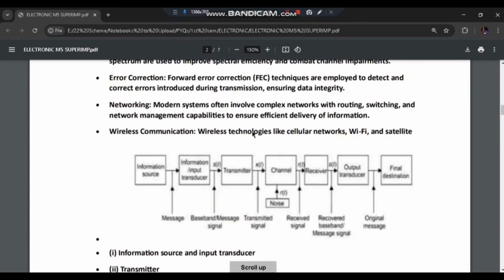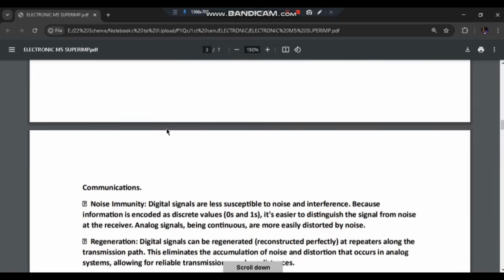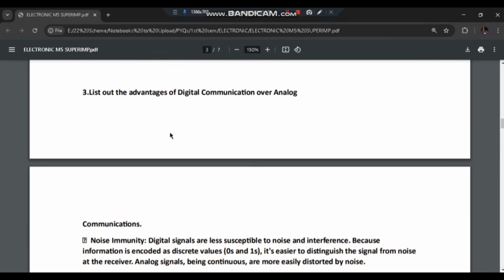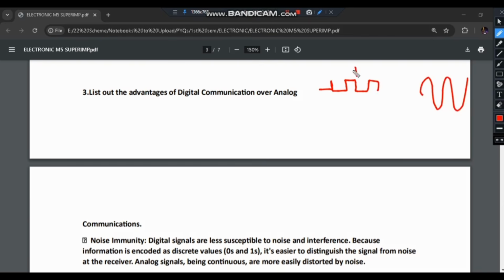So these are the key points in wireless communication. Moving on, we have the next question: list out the advantages of digital communication over analog. Digital is the bits and bytes being sent, and analog is like this one. So what is the advantage of digital with respect to the analog signal?